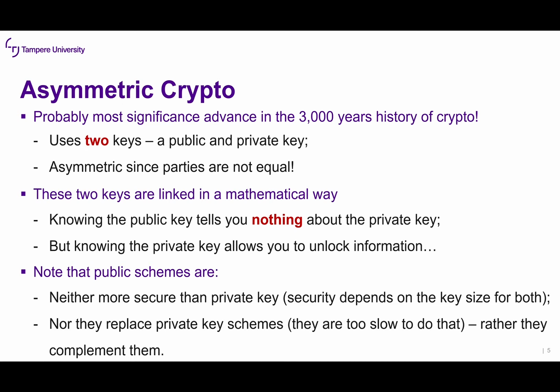Now, these two keys, the public and the private, are linked in a mathematical way, but knowing the public key tells you nothing about the private one. Nevertheless, knowing the private key allows you to unlock information. Now, note that public key encryption schemes are neither more secure than private ones. The security solely depends on the size of the key, and they cannot replace the private key encryption schemes. They are too slow to do that, and usually we combine them. So when we build a protocol or a service, we usually use both symmetric and asymmetric encryption.